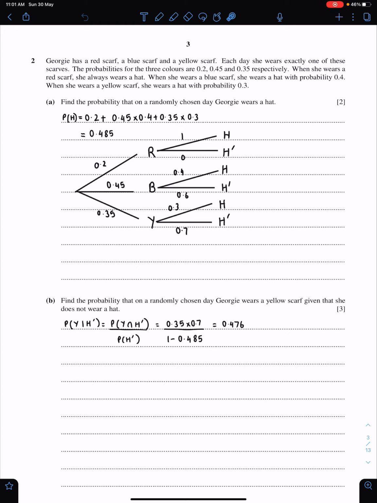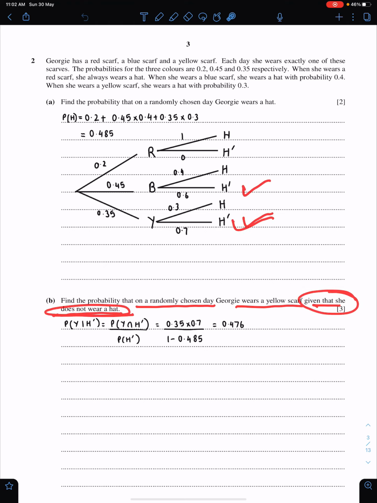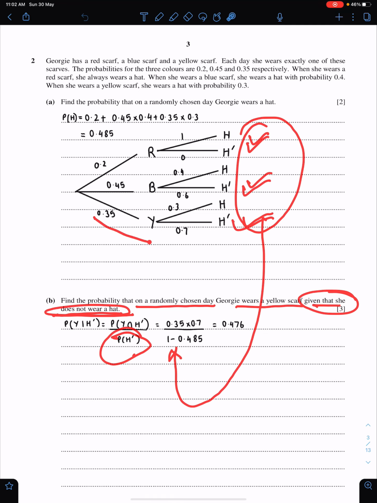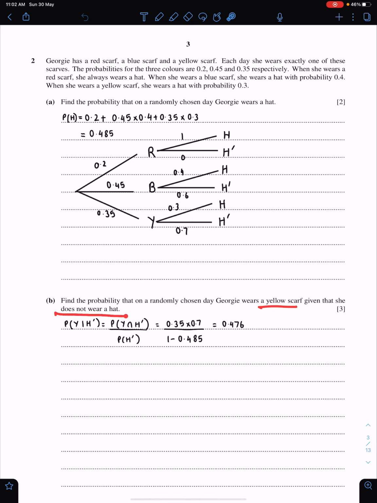Part B. Find the probability that on a randomly chosen day she wears a yellow scarf given that she does not wear a hat. Given that she does not wear a hat, this means this option or this option or this option. All these three options must be in the denominator. And this option must be in the numerator, means yellow scarf and no hat. So this should be in the numerator and all these three should be in the denominator. And give your answer up to 3 significant figures.